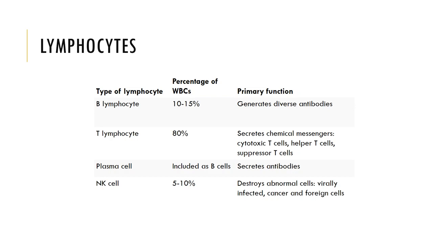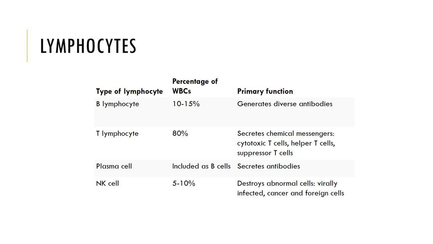B cells account for about 10 to 15% of circulating lymphocytes. When stimulated by an antigen, B cells differentiate into plasma cells, which produce and secrete antibodies. B cells are said to be responsible for antibody-mediated immunity, also called humoral immunity, because antibodies circulate widely within body fluids and attack targets with foreign antigens.